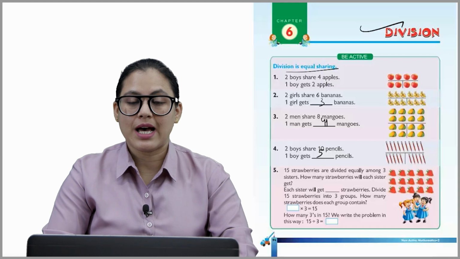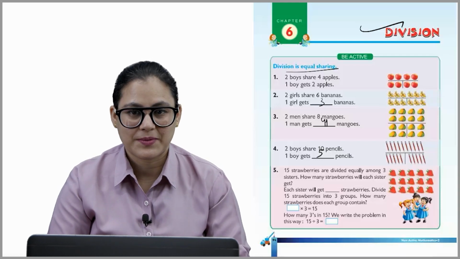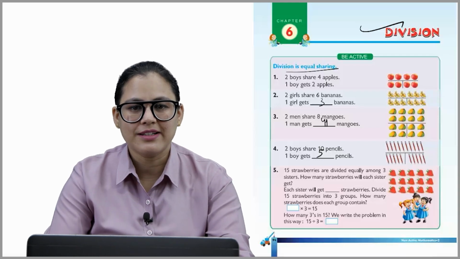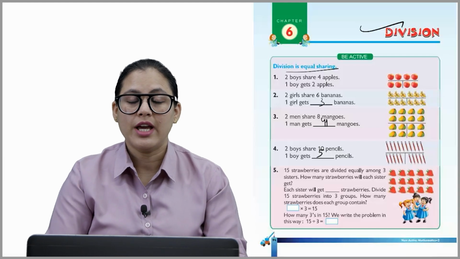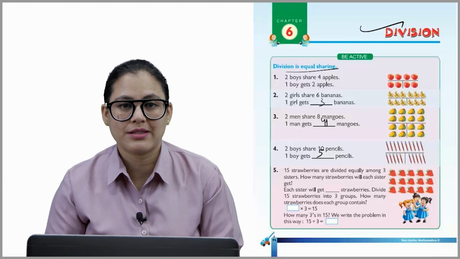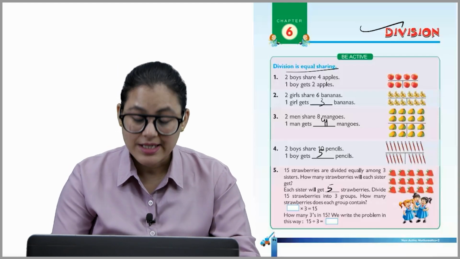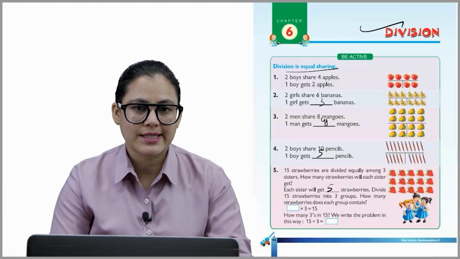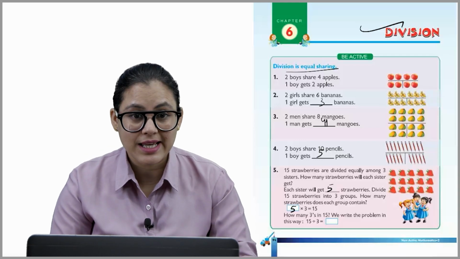15 strawberries are divided equally among 3 sisters. How many strawberries will each sister get? If we divide 15 strawberries equally among 3 sisters, one sister will get 5 strawberries. Divide 15 strawberries into 3 groups. How many strawberries does each group contain? 5. How many 3s in 15?